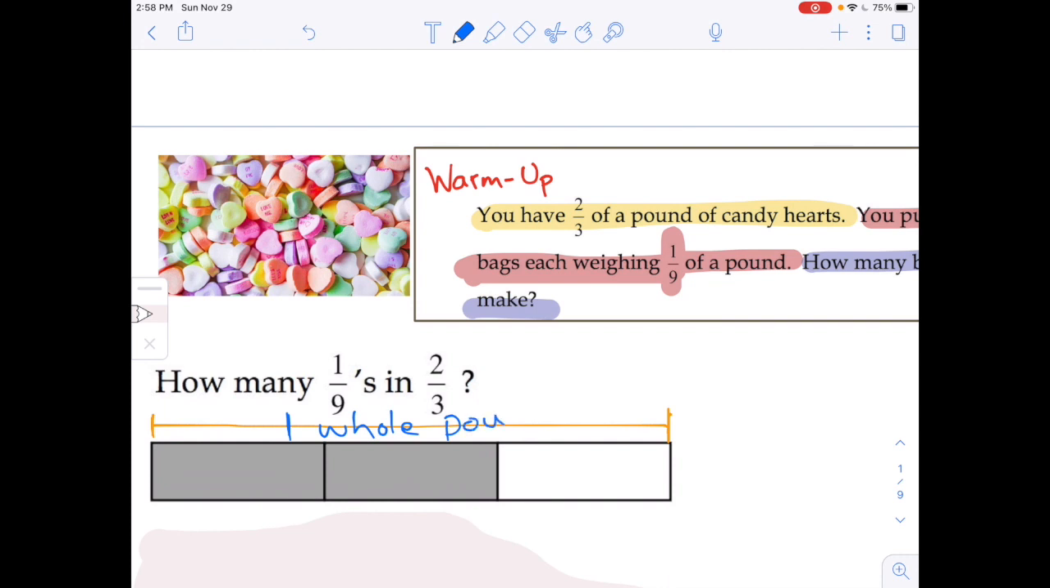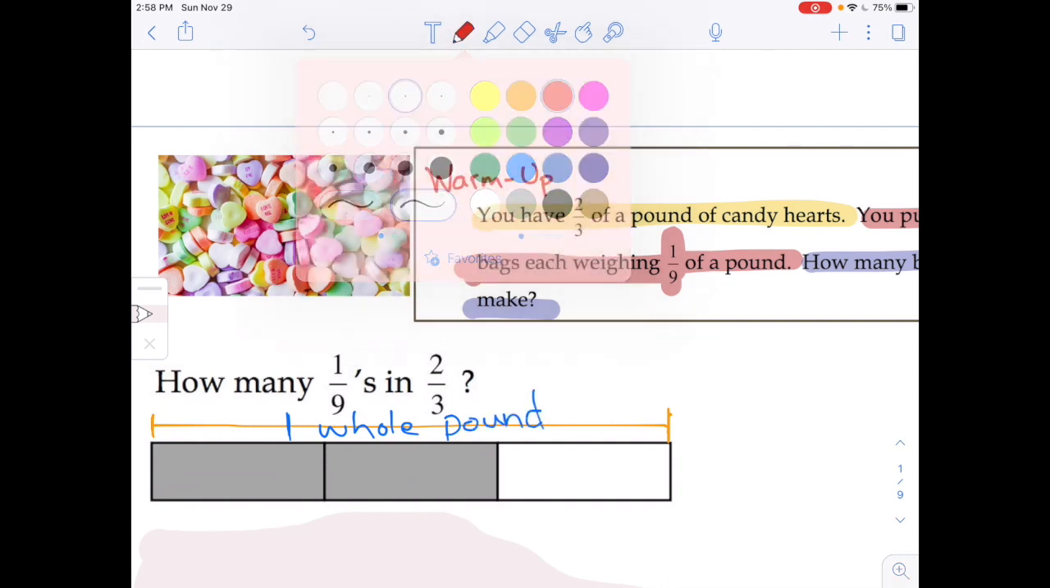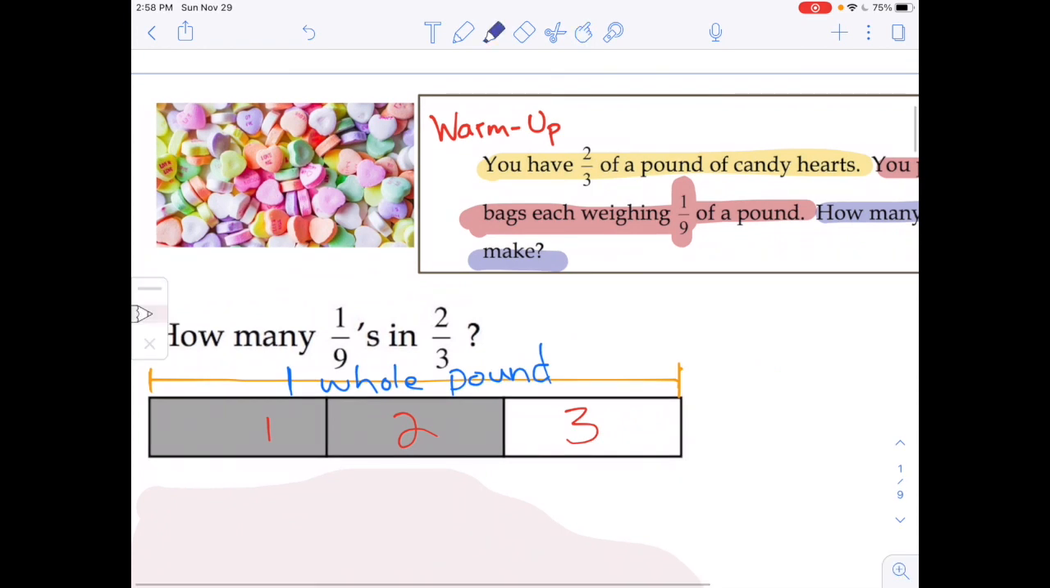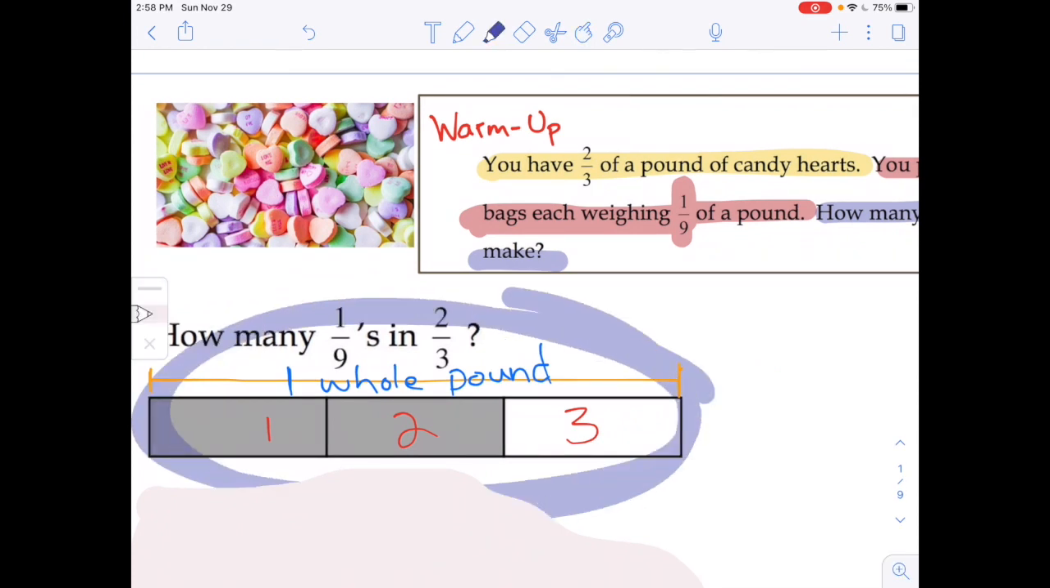But notice that I didn't color in all of it. I colored in 1, 2, 3. I colored in 2 out of the 3 parts. So this picture here is 2/3 of a pound. I want to know how many ninths are in this, right? That's a little bit tricky to think about.